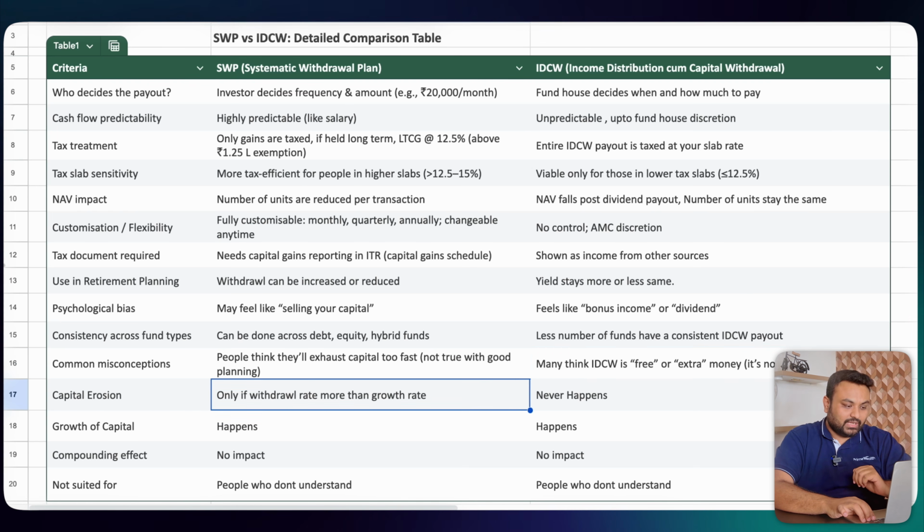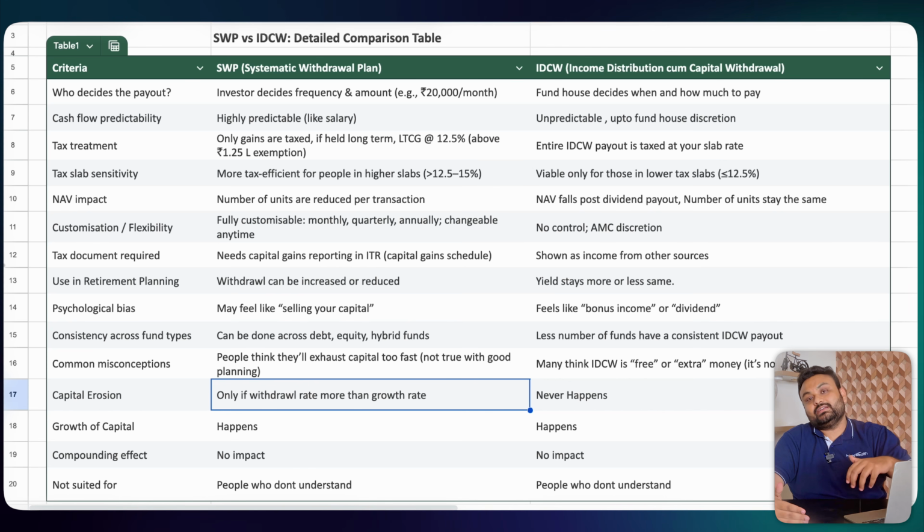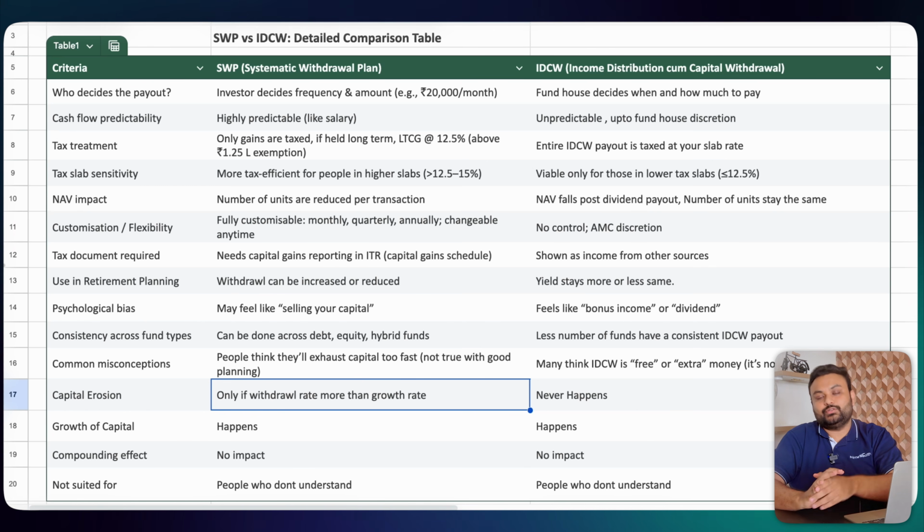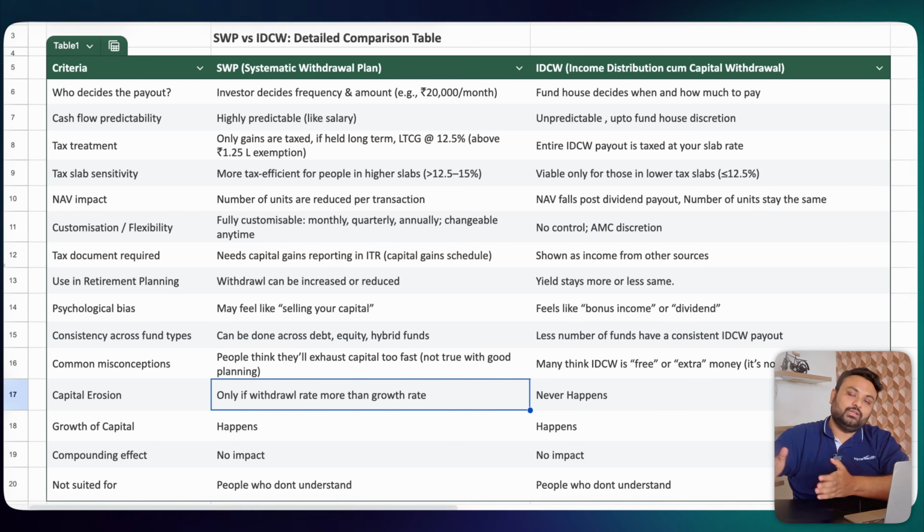As far as capital erosion is concerned, in case of SWP, if your withdrawal rate is more than the growth rate of your money, you will end up depleting your corpus, right? So if you want to withdraw higher amounts, let's say your corpus is giving you only 10% returns, but you want to withdraw 1% a month or 12% per annum, you will lose out on the capital.